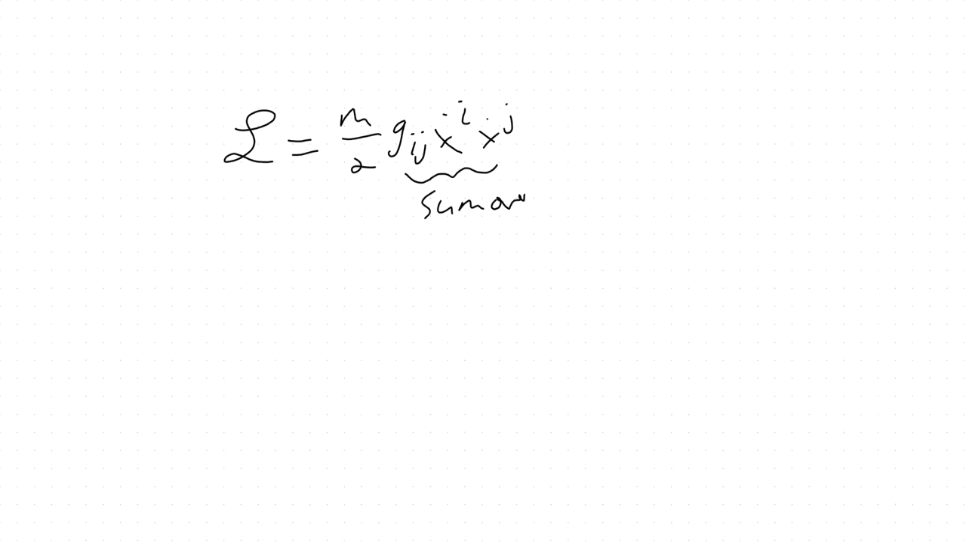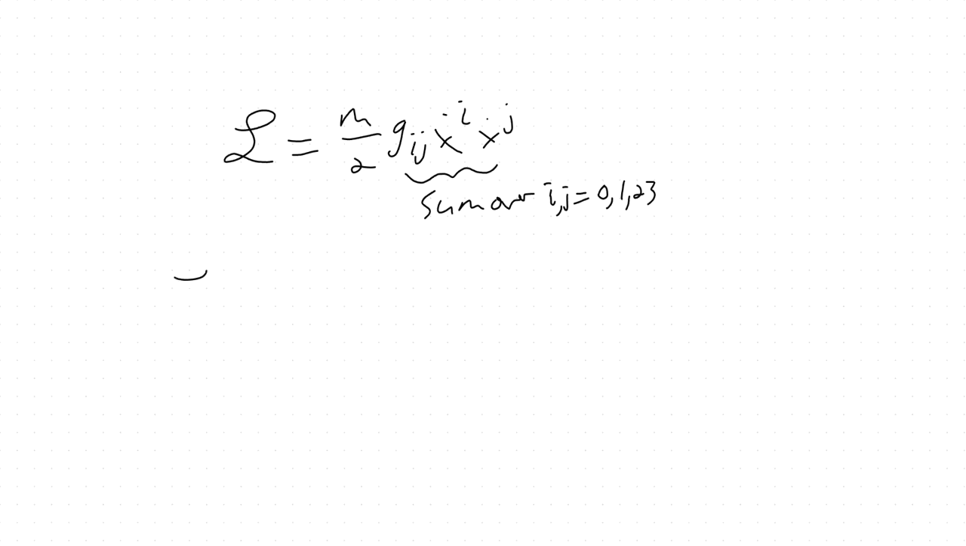Awesome. Let's do Lagrangian. Yes, this is happening. So the Lagrangian is defined as m over 2 times the metric times xi dot xj dot, where this is, of course, a sum over ij equaling 0, 1, 2, 3. So great. So that means let's first write this all out.